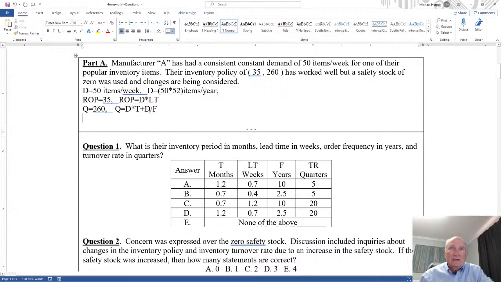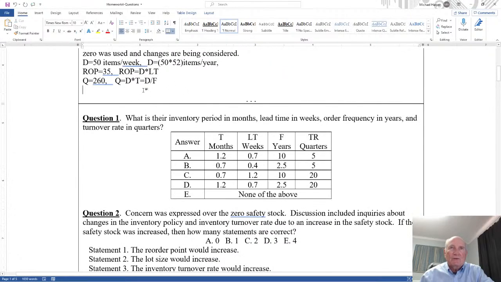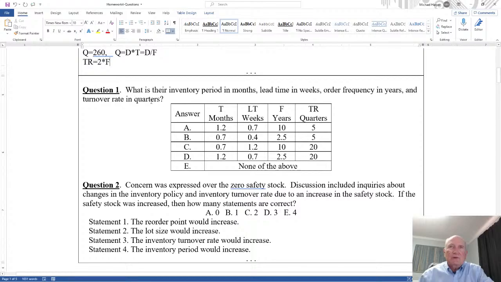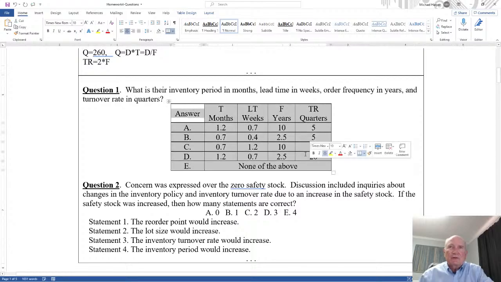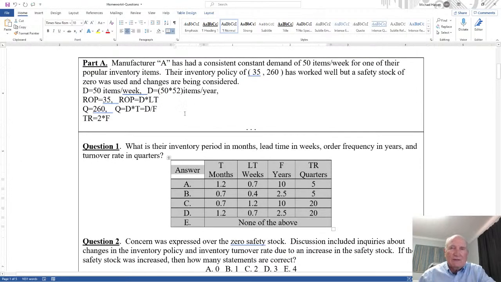Notice D has to have the right time units, if it's months, weeks, or quarters. Okay? Oh, and also the turnover rate equals 2F. 2 times the frequency. Okay, so that's all I'm doing here. It's just going through the relationships here. Hopefully everyone can get that.